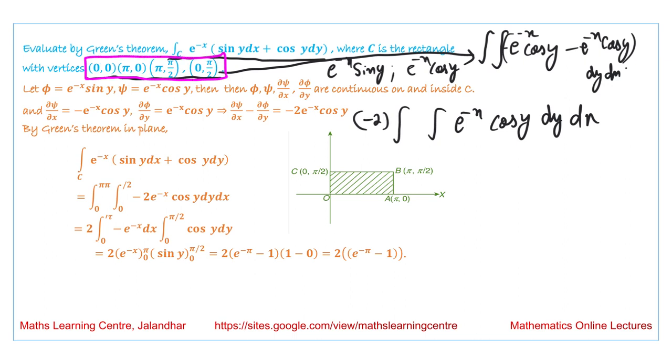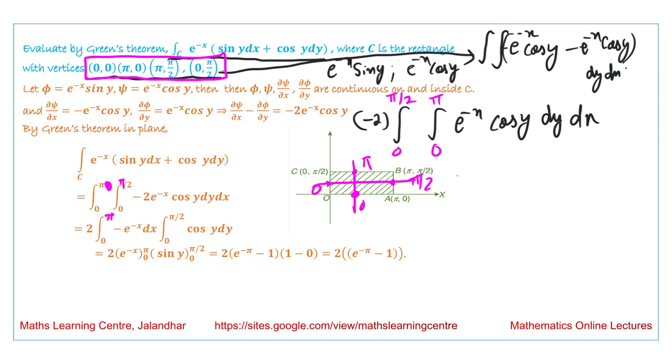We are saying this is a rectangle, this point is 0. So x is varying from 0 to pi, and y is varying from 0 to pi by 2. So these are the limits in this case. These are the limits we have substituted over here.